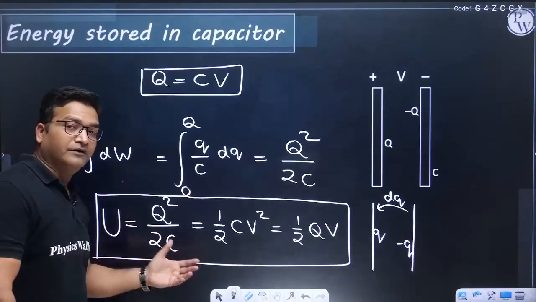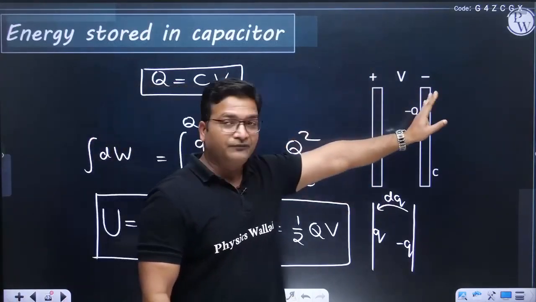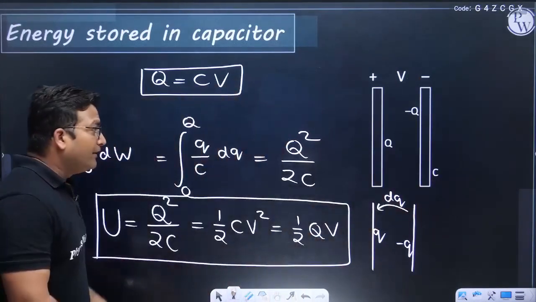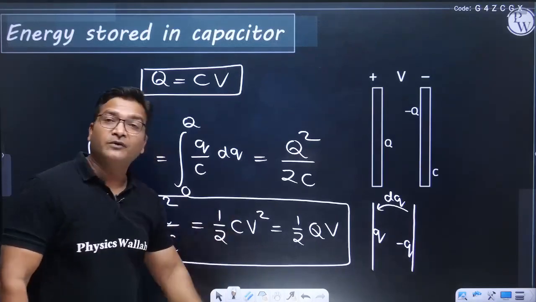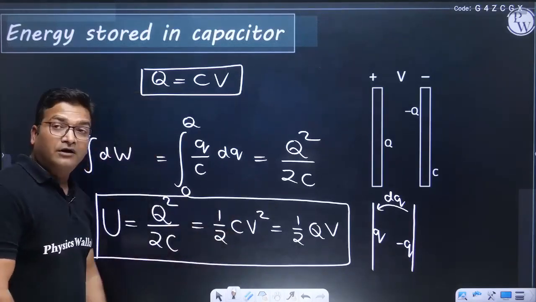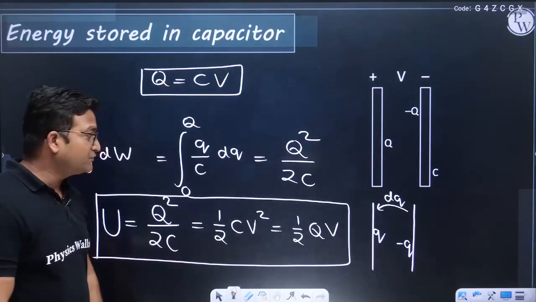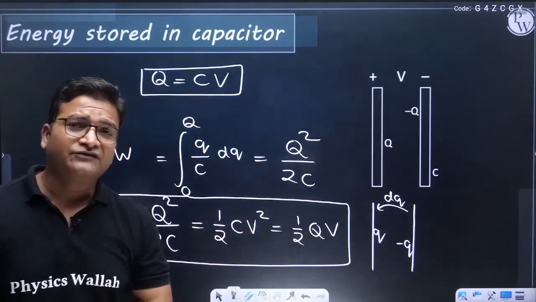Let me tell you again. This is the energy stored in a capacitor having potential difference V, a charge on plate as Q and capacitance C. If you are given potential and capacitance, use half CV square as energy stored. If you have charge and capacitance, use Q square by 2C as energy stored, and if you have voltage and charge, use half QV as energy stored in the capacitor.